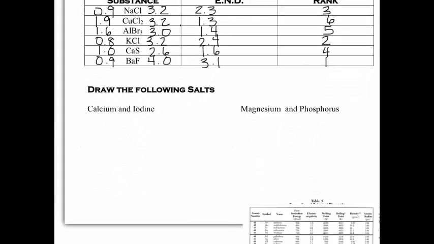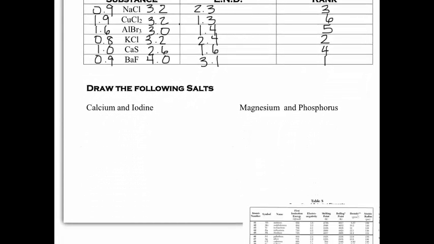All right, now we're going to practice drawing some salts. My suggestion whenever you do this is first draw the dot diagram. Recall that you're going to need to look up on the periodic table what the valence number is. Calcium is 2, and then iodine is 7.